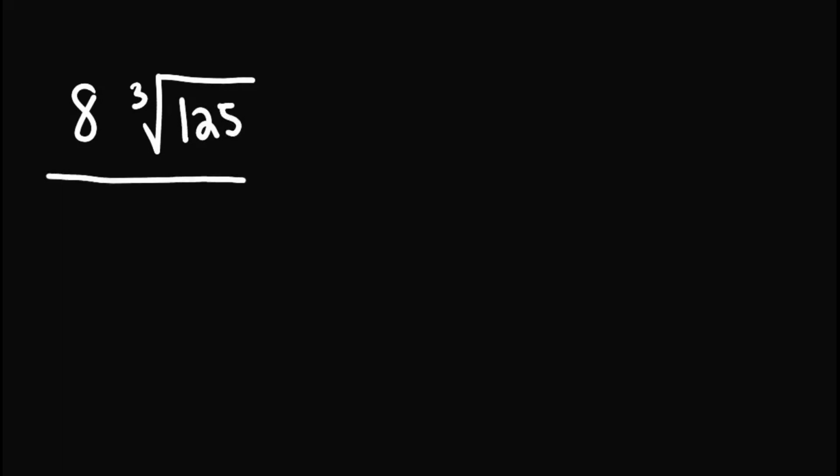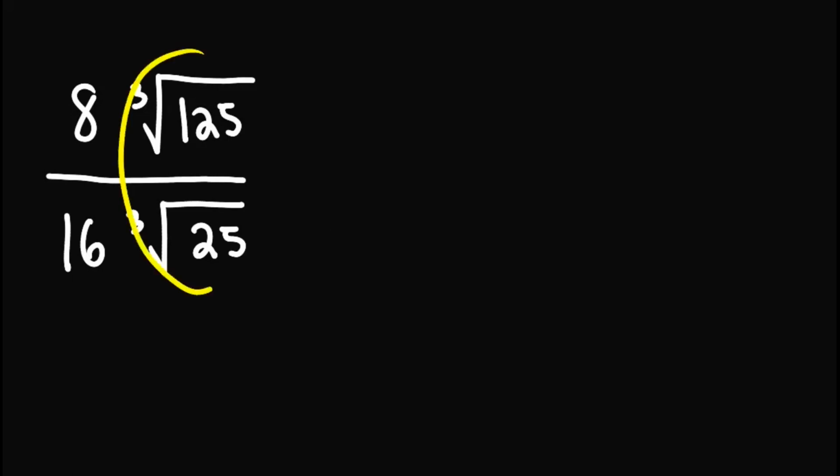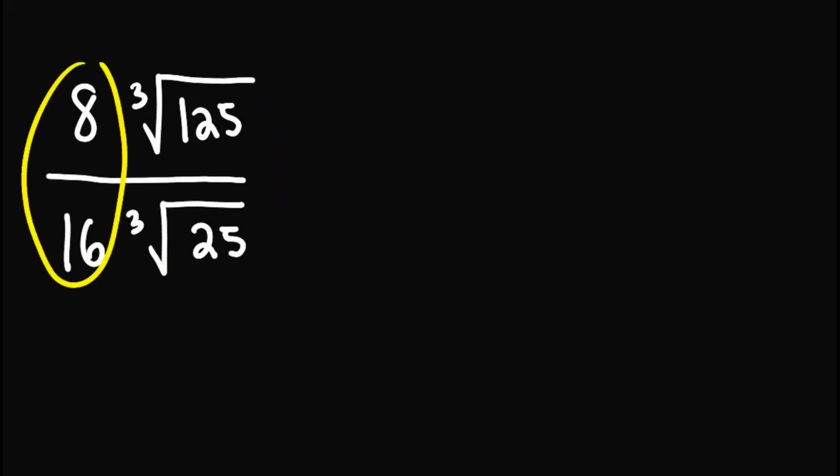Let's go on immediately to our second example. Let's have a cube root of 125 over 16 cube root of 25. In here, observe that we have a radical out here and whole numbers out here.